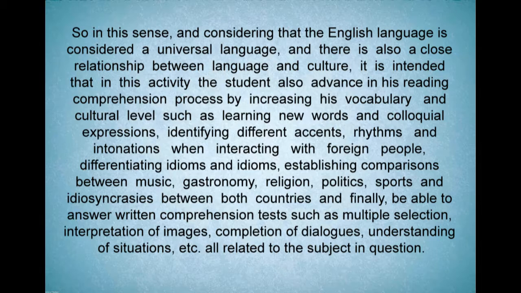between both countries, and finally, be able to answer written comprehension tests such as multiple selection, interpretation of images, completion of dialogues, understanding of situations, etc., all related to the subject in question.